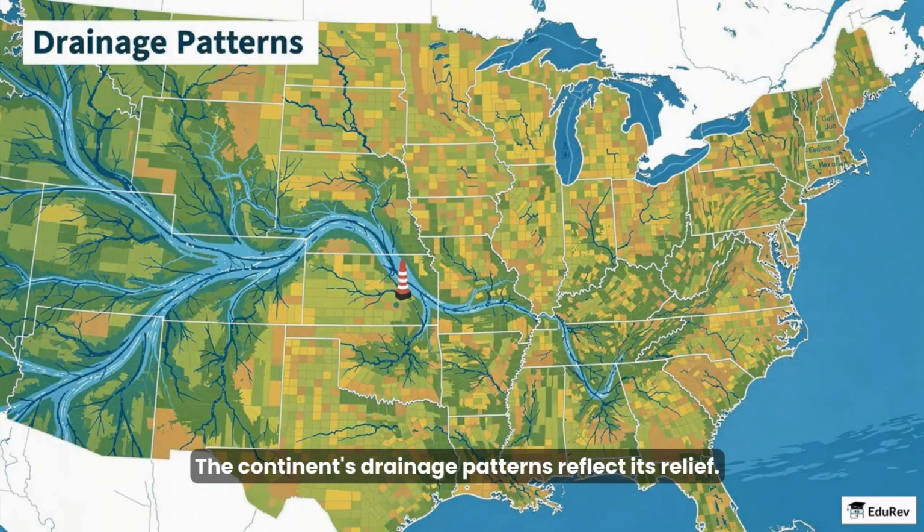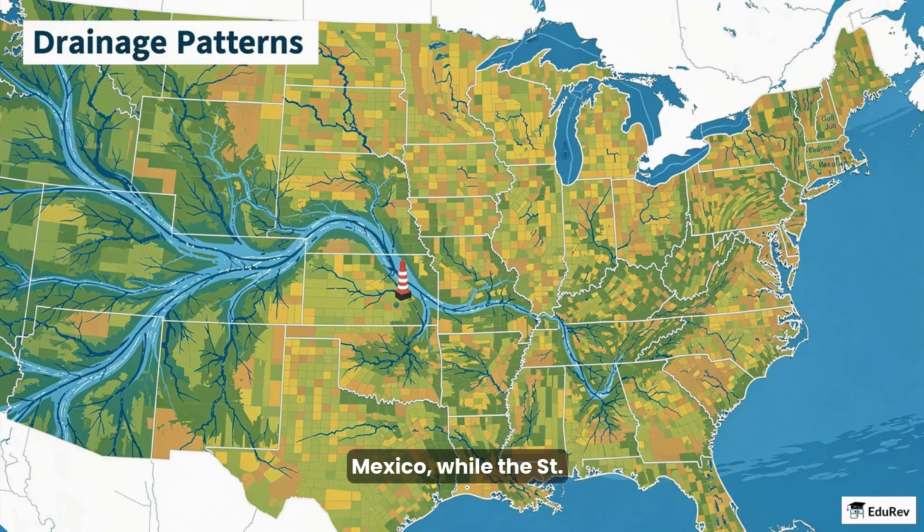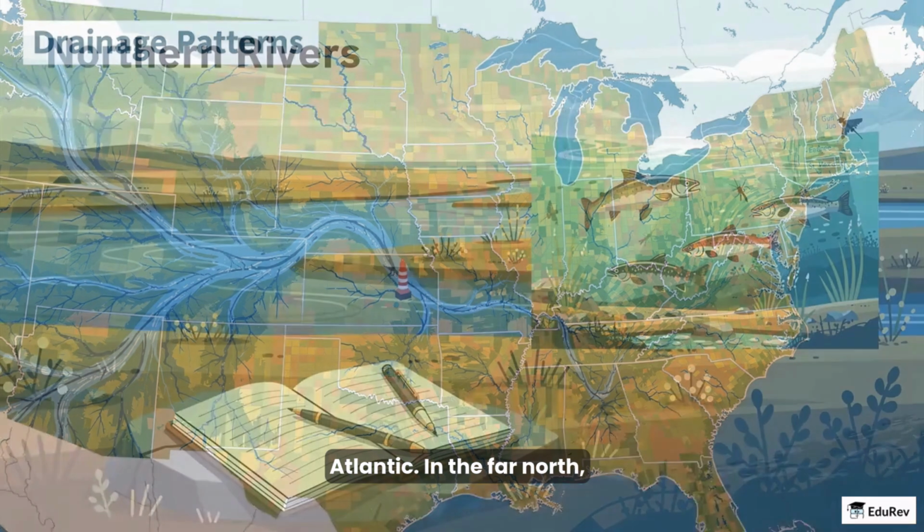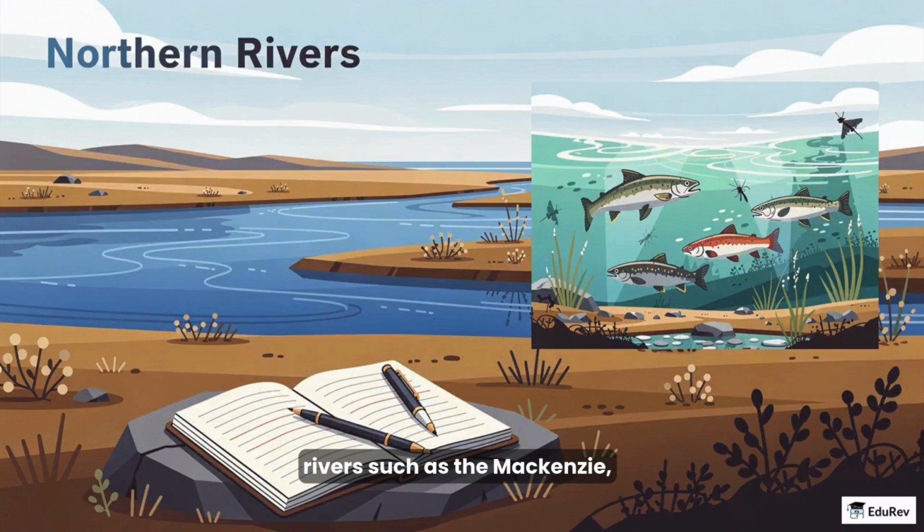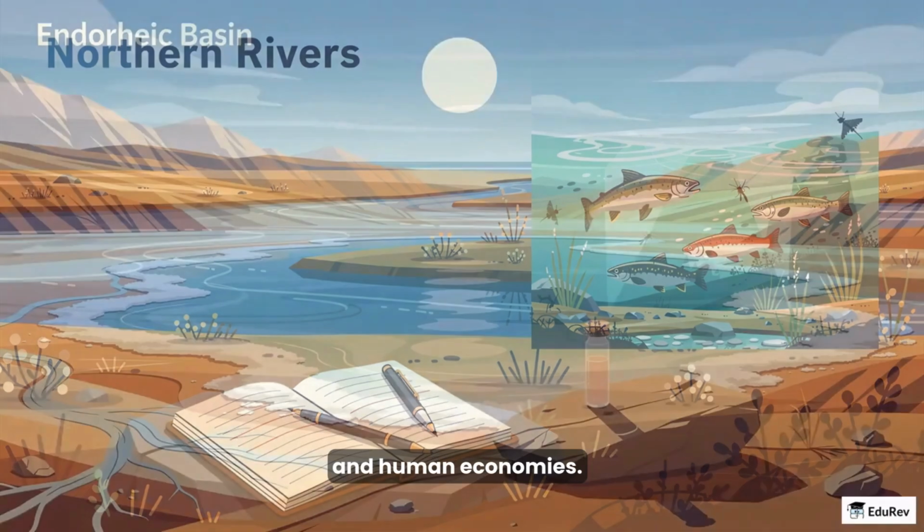The continent's drainage patterns reflect its relief. The Mississippi-Missouri system drains much of the central lowlands to the Gulf of Mexico, while the St. Lawrence channels Great Lakes water to the Atlantic. In the far north, rivers such as the Mackenzie drain to the Arctic Ocean, and Pacific draining rivers include the Yukon, Columbia, and Fraser, each important for regional ecosystems and human economies.